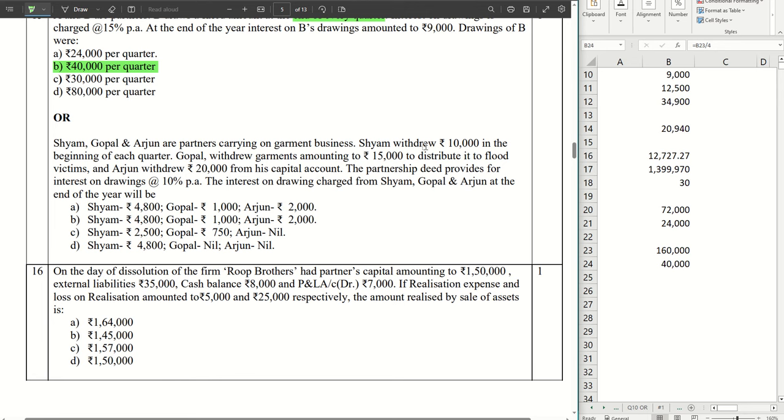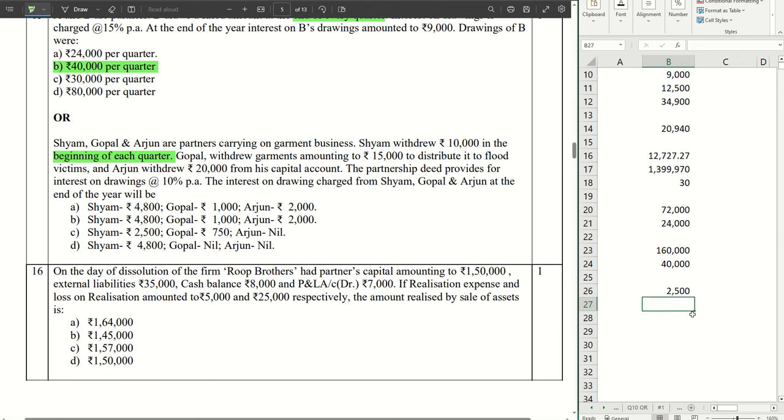Okay, so Shyam withdrew 10,000 in the beginning of each quarter. The average period here comes to 7.5 by 12. So 10,000 at the beginning of each quarter becomes 40,000 for the entire year, right? So 40,000 into 7.5 by 12 into the rate of interest, 10%, that is 0.1, that is 2,500. That is the interest on drawings for Shyam.